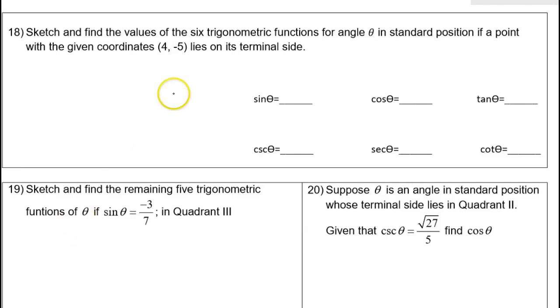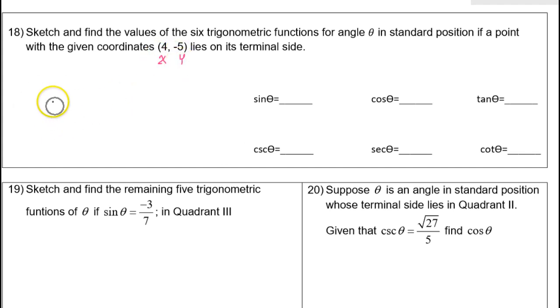In this video, I will show you how to find the value of various trig functions given different types of information. So, for problem number 18, we need to sketch and find the values of all 6 trig functions when we're given the coordinates of a point on the terminal side of the angle. So, we are given an x and a y.